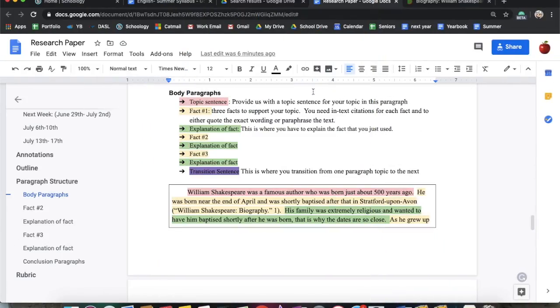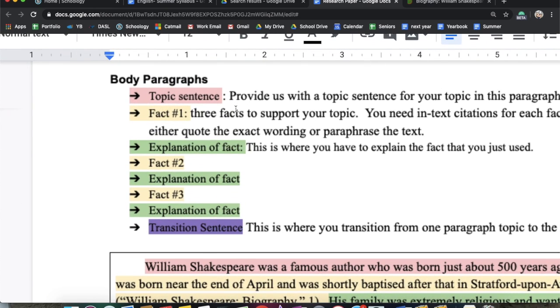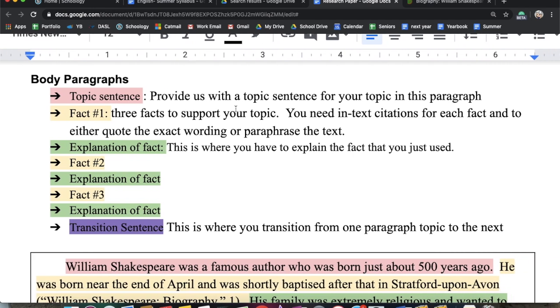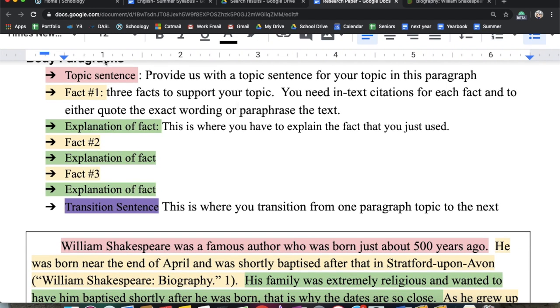All right, so I'm going to walk you through how to do your body paragraph structures. Right here, this is on the research paper document, so you can go back to a couple weeks ago and look at that. But as you see, there's a couple things that you need for each paragraph. In your outlines, you identified what facts you were going to use for this specific body paragraph. But there's a couple more things you need to add.